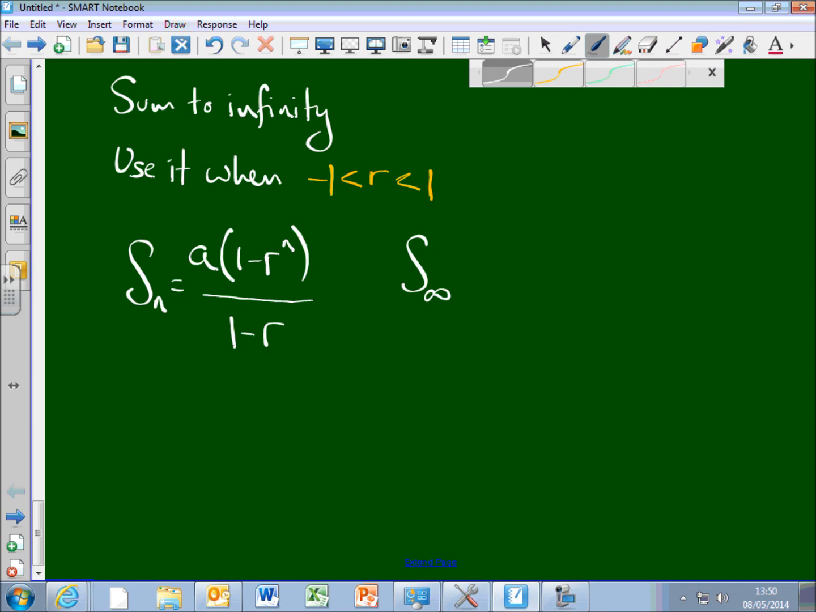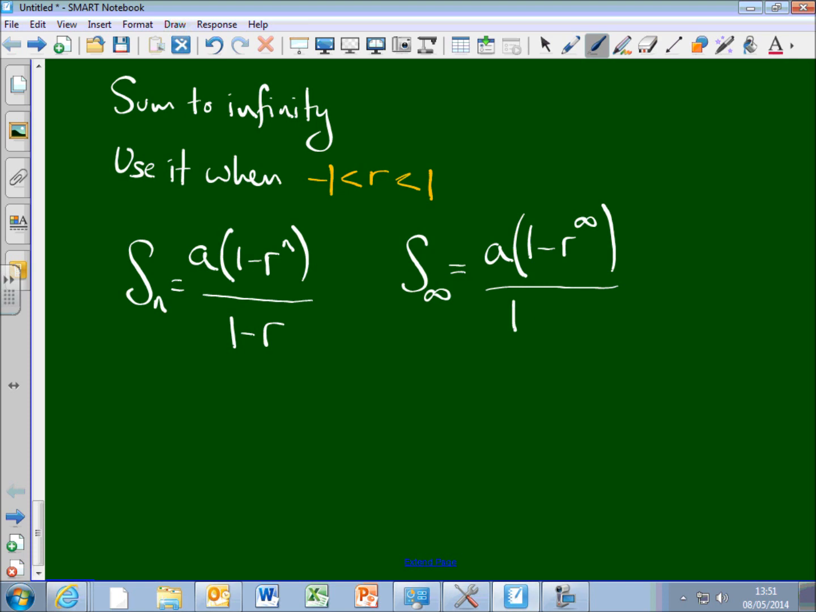So what we're saying is, if we make n infinity, then the formula essentially becomes this: a times 1 minus r to the power of infinity, divided by 1 minus r. But can you tell me, essentially, what is r to the power of infinity?